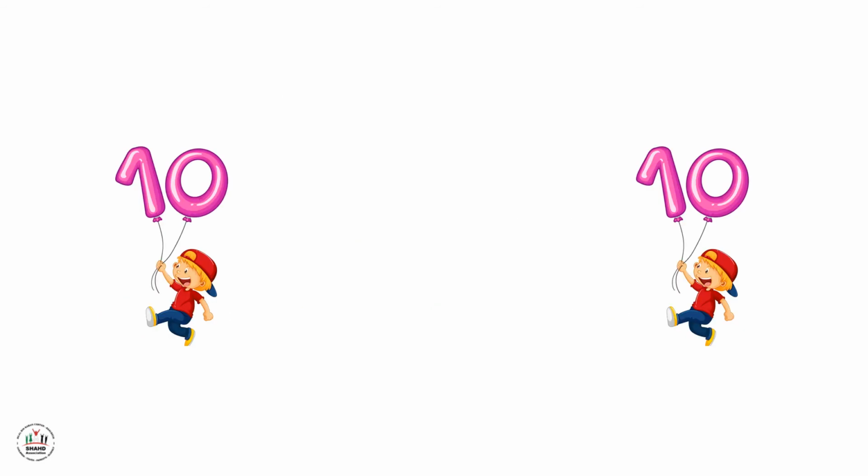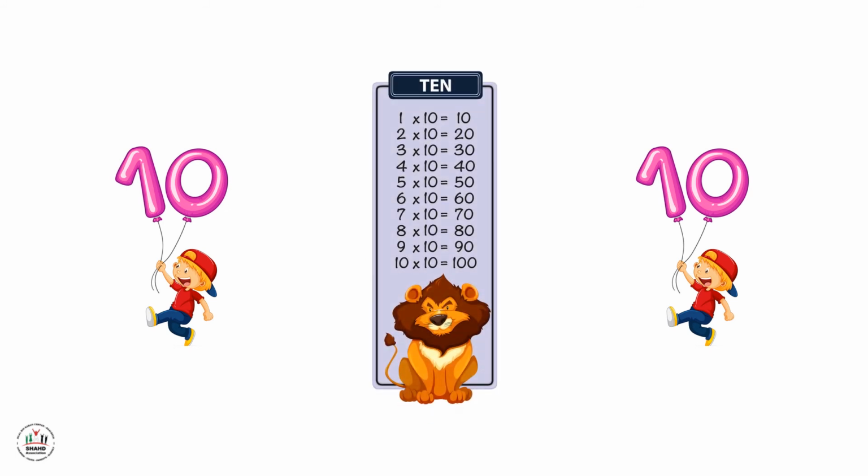Now, my lovely students, so this is the multiplication table of 10. 1 times 10 is equal to 10. 2 times 10 is equal to 20. 3 times 10 is equal to 30. Here we have 3 groups of 10 items. So 10 plus 10 plus 10 is equal to 30.